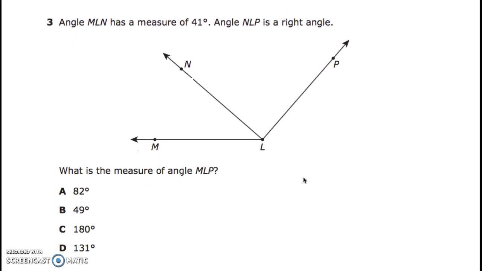Number 3. Angle MLN has a measure of 41 degrees. Angle NLP is a right angle. What is the measure of angle MLP? Pause the video now to work the problem.